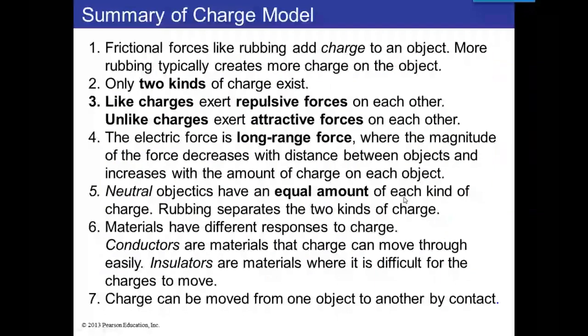So things you should know, of course, the charge model, right? Some basic things about how charge operates, that there are two kinds of charge. We now identify them as positive and negative. We know that like charges have repulsive forces, unlike charges have attractive forces. You should know it's a long range force. We now know that's governed by Coulomb's law, right? We didn't when we first talked about this, but we do now. You should know what neutral objects are, that they have equal amounts of kinds of charge. And you should know what conductors and insulators are, right? That conductors conduct charge easily through them, whereas insulators do not.